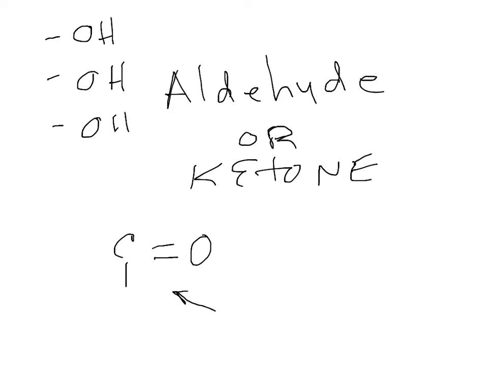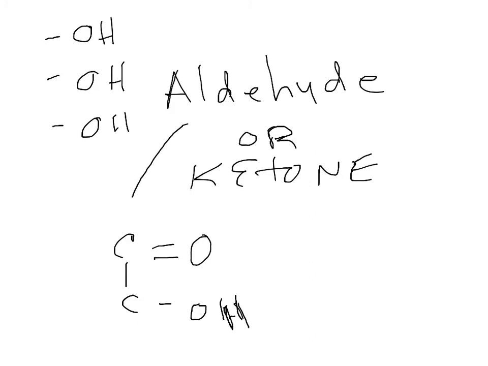And sure, where are the OHs going to be? On other carbons. So I can have a C here with an OH on it. Fine, then I still have a carbonyl. This OH is not on the same carbon as it would have been in a carboxyl.